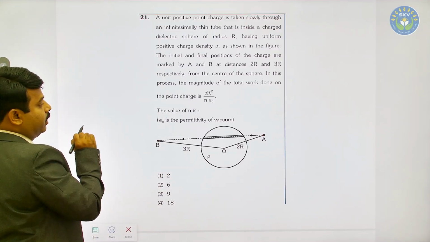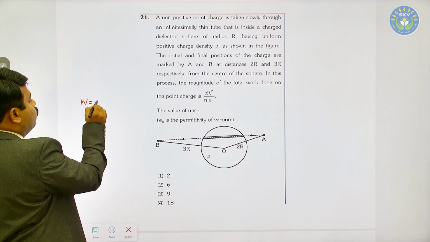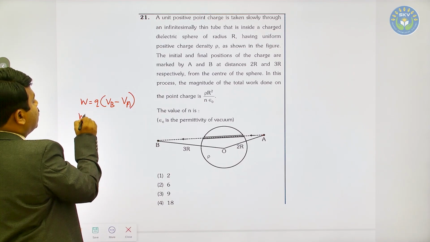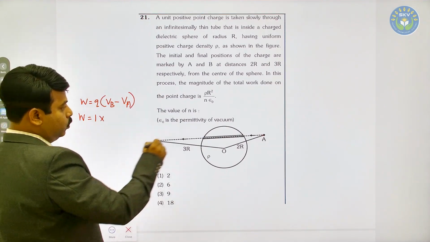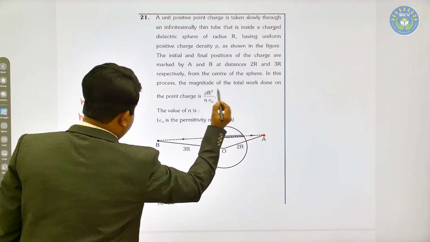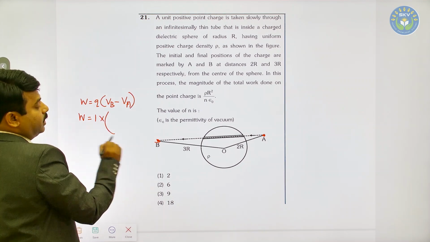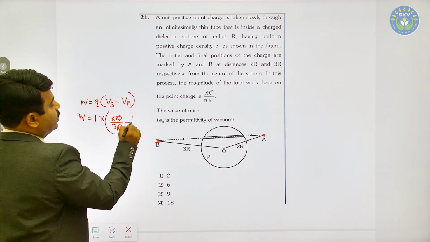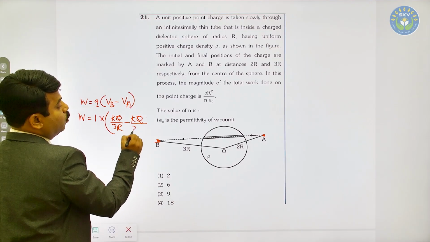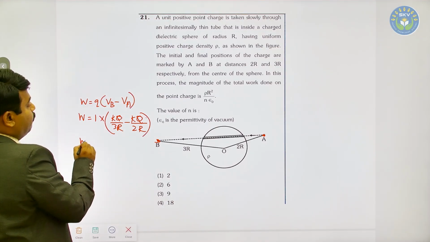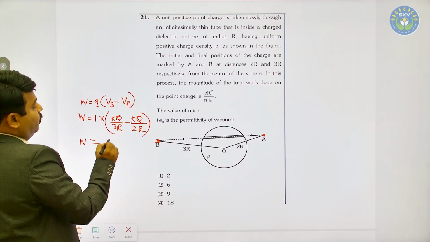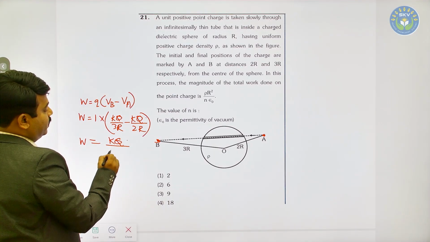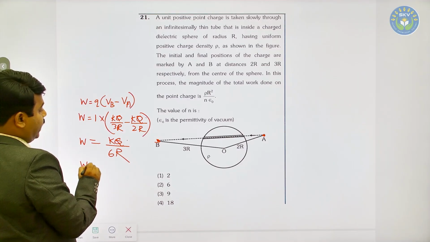What is the work done? Work done is equal to the moving charge into the potential difference. The moving charge they given is 1. Now due to this sphere, what is the potential at this point? At this point, that is kq divided by 3r minus kq divided by 2r. That is, W is equal to, so we can write kq divided by 6r.